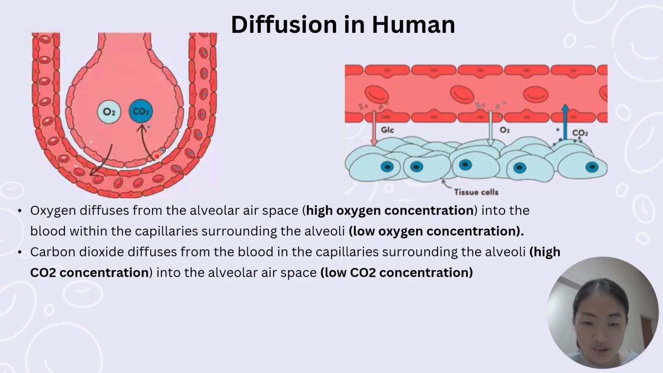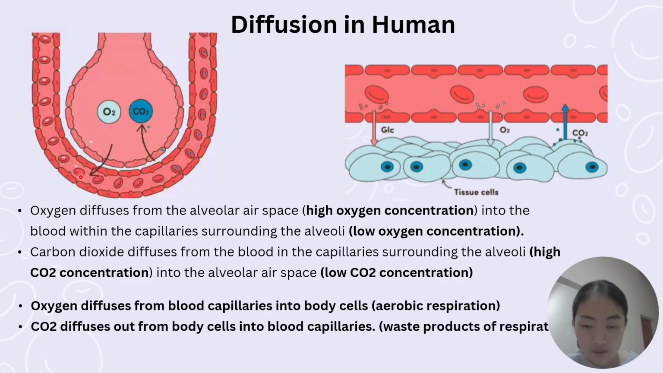For the carbon dioxide, usually the blood capillary contains a high carbon dioxide concentration, so it is able to diffuse from the blood capillary, with a high carbon dioxide concentration, into the alveolar airspace, with a very low carbon dioxide concentration.